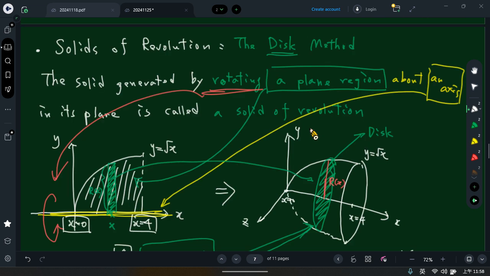Let's remember that right now we rotate the shape about the x-axis. If we rotate this curve about the y-axis, will it be the same as this one? Different. If you use this shape to rotate, it will be like this one. But if you rotate it about the y-axis, it will be like this one. So different. So please remember what the curve is.